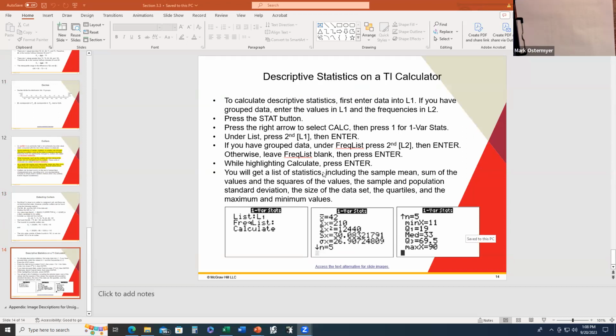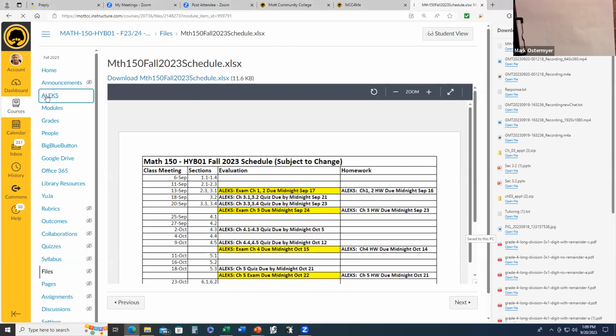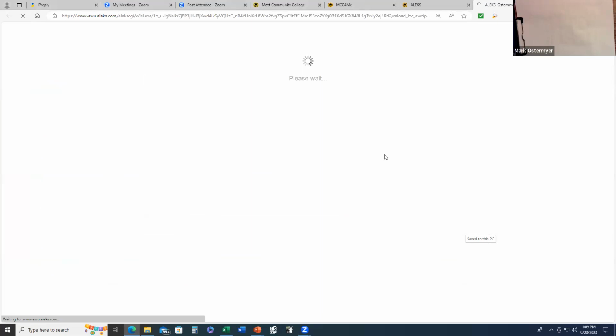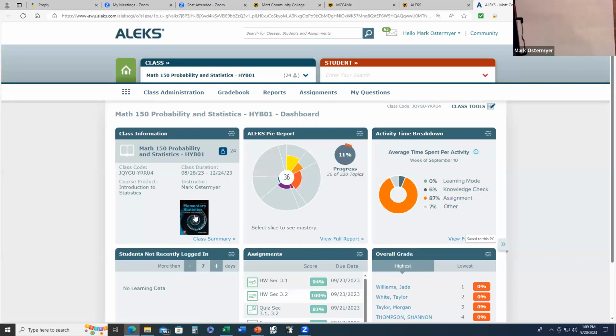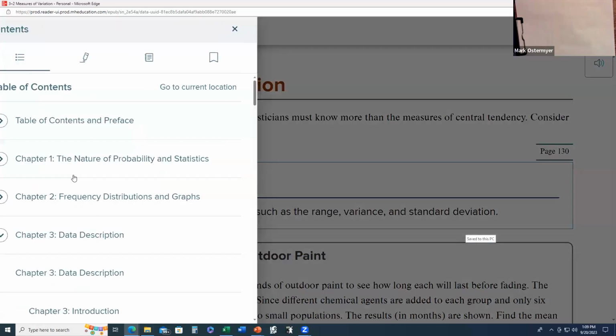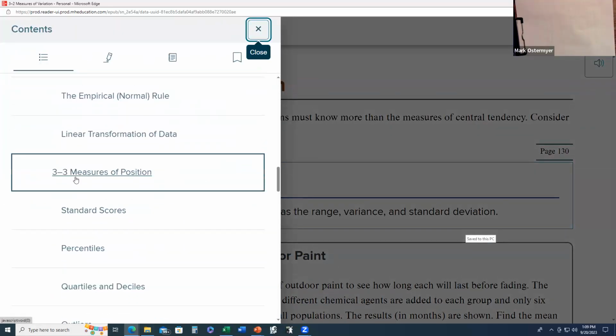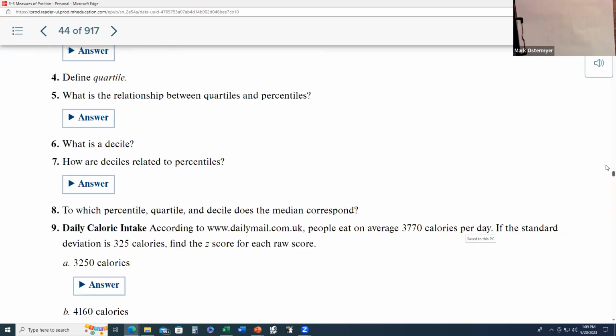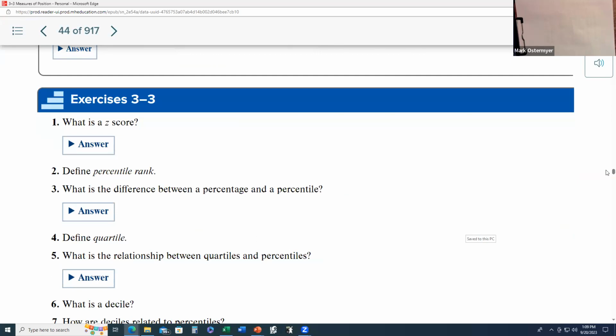Okay, so that is section 3.3, ladies and gentlemen. Now maybe we can go to our textbook and see if we can have a little bit of fun. Okay, let's go to our textbook. Open up our textbook, go to section 3.3, measures of position. Let's go down to where the problems begin, right in here. Let's see if we can have some fun.